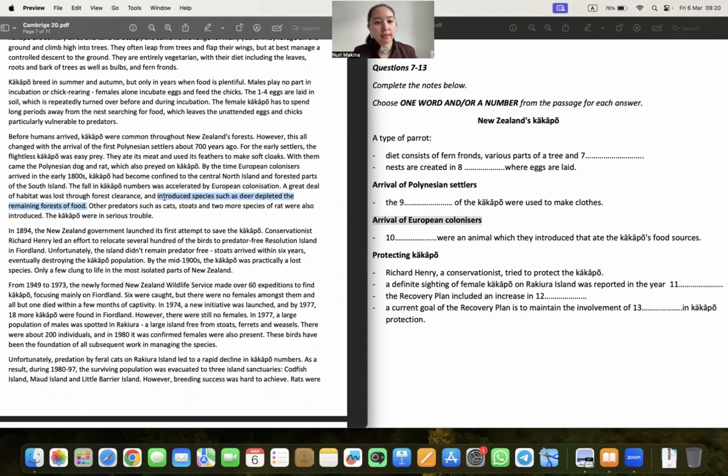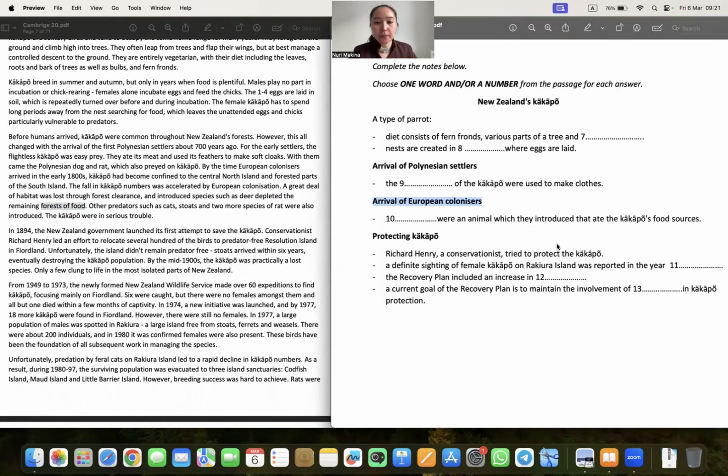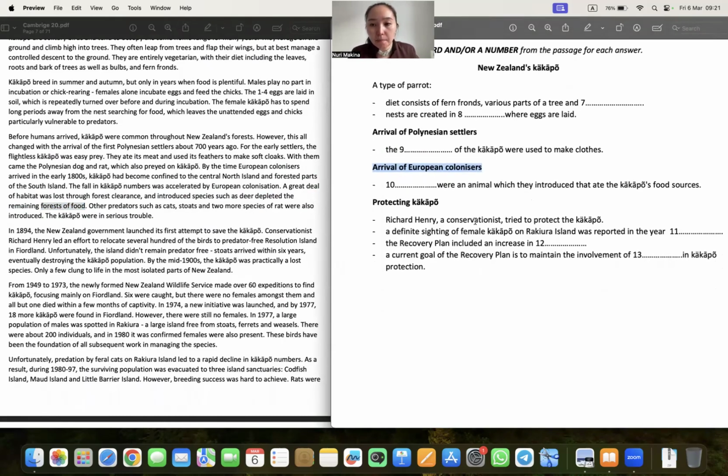Yep, exactly. So the answer is: were an animal which they introduced. So forest of food here is a keyword of food sources. Introduced is as it is, as you can see. So yeah, deer. The answer is going to be deer. Were an animal which they introduced. So yeah, does it make sense? Thank you.